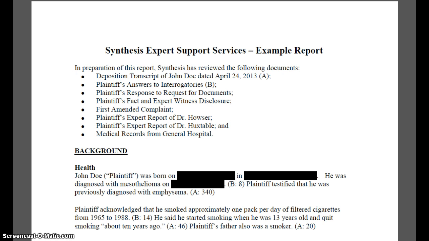In this case, you'll see that we assign the letter code A to the plaintiff's deposition and the letter code B to the plaintiff's answers to interrogatories.